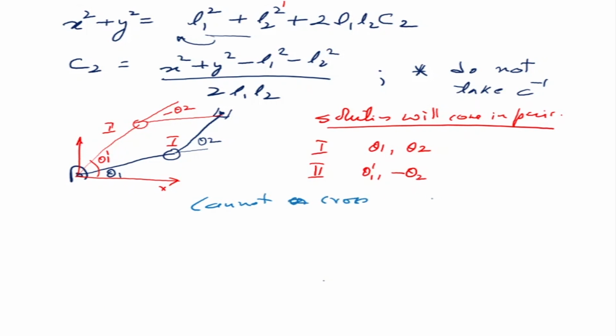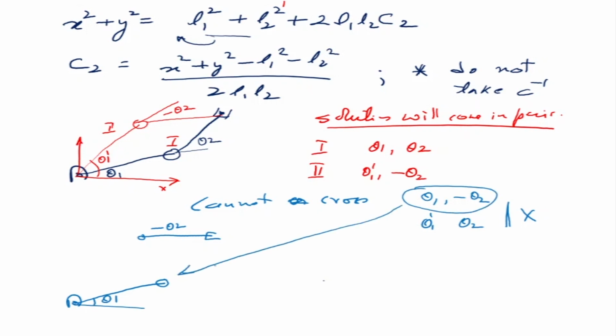Cross solutions, which means that you cannot take theta 1 and minus theta 2. Similarly, you cannot take theta 1 dashed and theta 2. This is incorrect. This basically means that one of the links is here, and the other link is there. This is the meaning of minus theta 2 and this is the meaning of theta 1. So if I take this solution, this is what it means. There is no connection here.